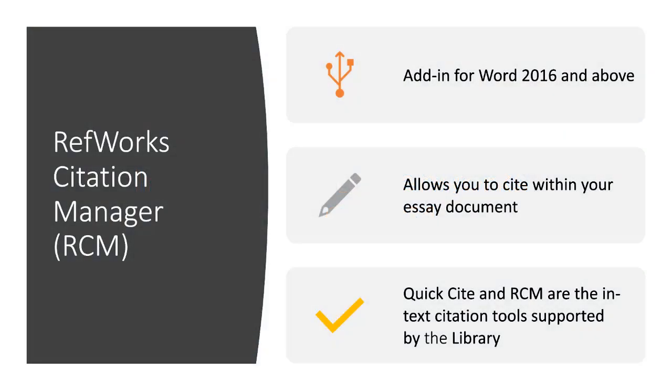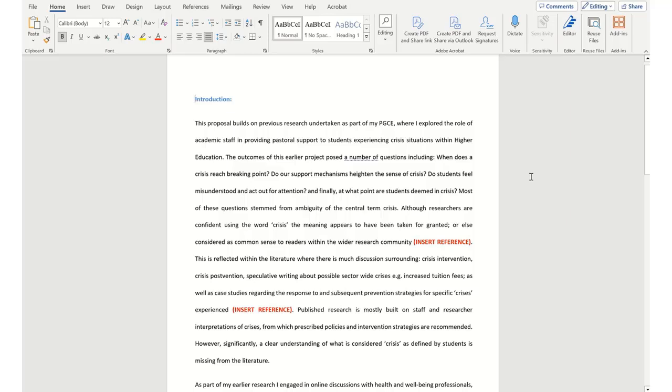In this video I will be showing you RefWorks Citation Manager or RCM. This is an add-in for Word 2016 and above. It can be used in both the desktop and online version of Word. This allows you to cite whilst you write up your assignment within the Word application. During this demonstration I will be using the desktop version of Word. However, if you are using the online version, the process will be the same.